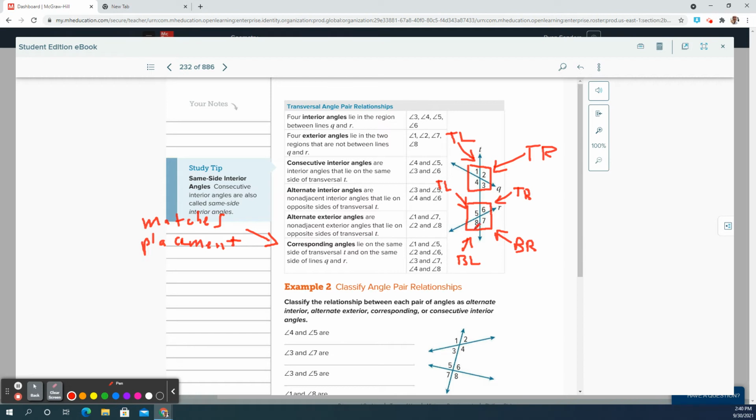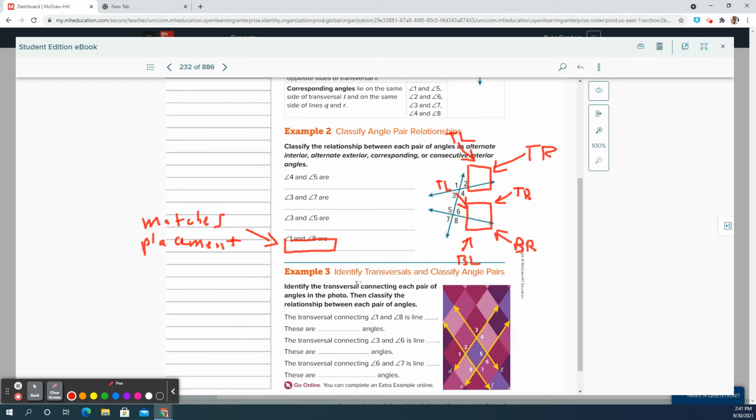Bottom left, that's down here. What does bottom left match? 8 matches with 4. And bottom right, what does bottom right match? It matches with the 3. It's like you can cut it out and place it on the other one to see which match. Match, corresponding, they match with the angles on the other part. Okay.